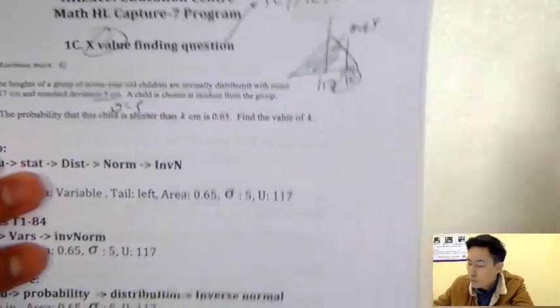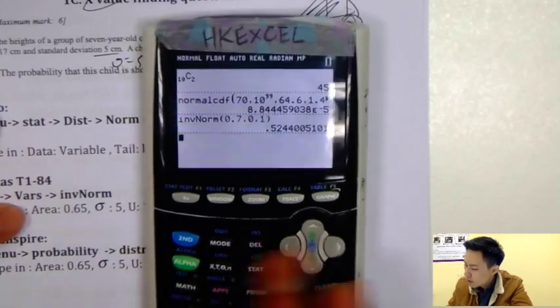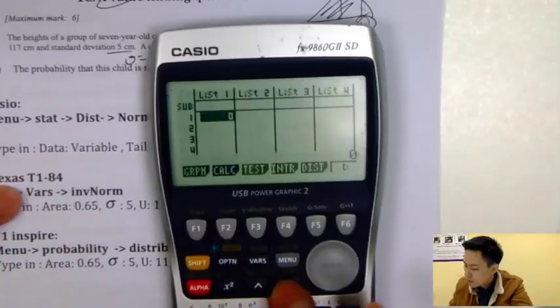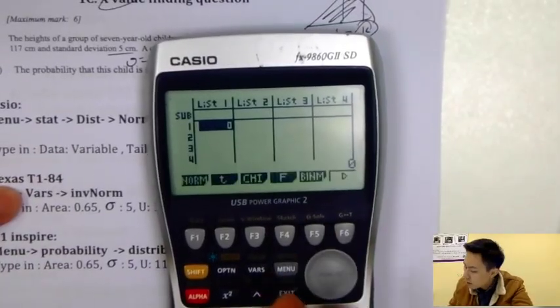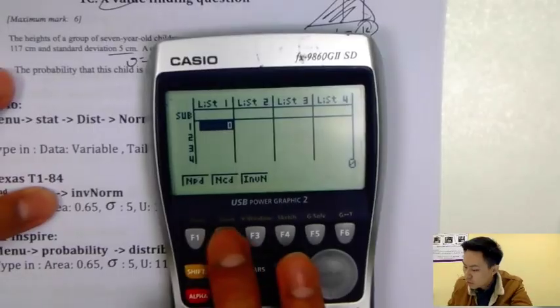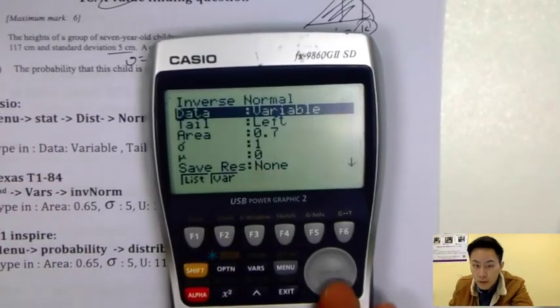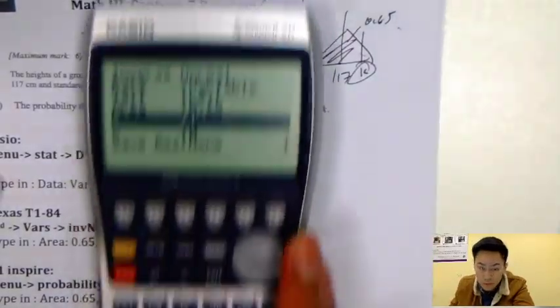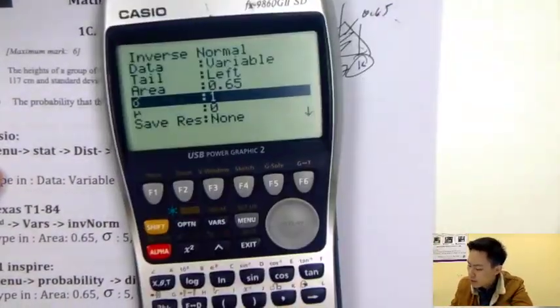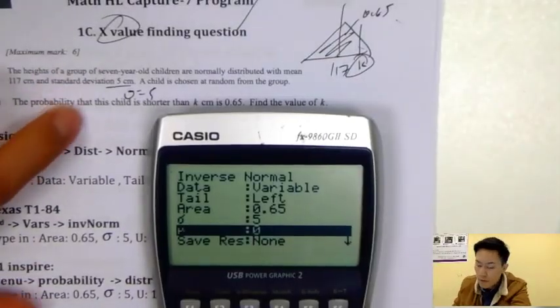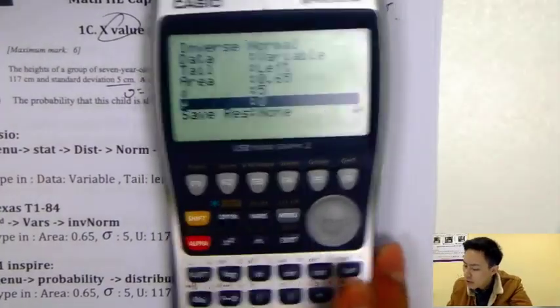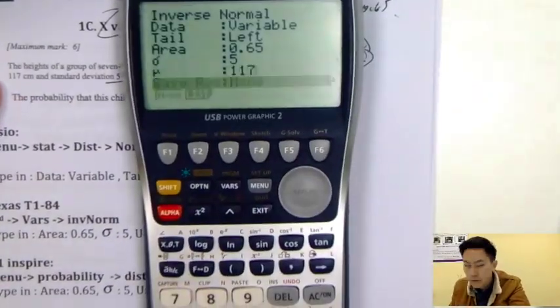So we just go inverse normal again. For Casio, we just go manual, and then you go statistics, and then distribution, normal distribution, and this time you go inverse normal. Okay, so tail left, and then you type in 0.65 because the area is equal to 0.65, and the standard deviation you type in 5. Because this time we don't want to find the z value, we want to find the exact X value, right? And the mean is equal to 117. Then press enter, then you get 119.